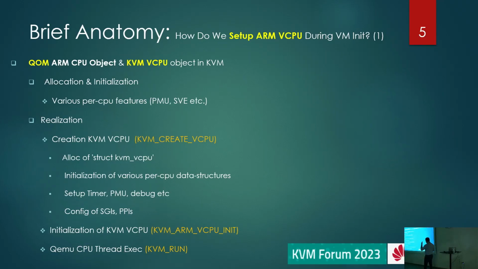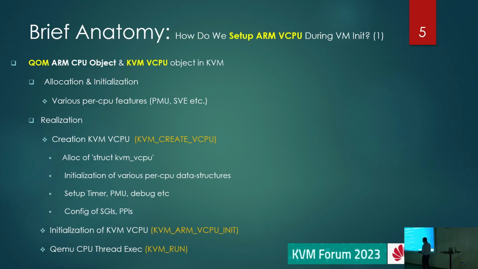That results in the creation of the vCPU within KVM. So there's a separate context for each vCPU which gets initialized within KVM as well. They also initialize per-CPU features like timers, PMU, debug, etc. And of course some interrupt initialization which is per CPU, like all the private interrupts we see, SGIs and PPIs. And in the end, you have to run that CPU because you want to use it, so there's a KVM run call. All of this happens whenever the thread realization of QEMU happens.